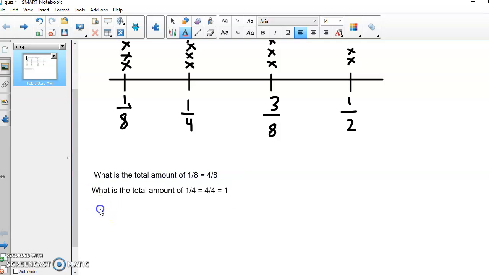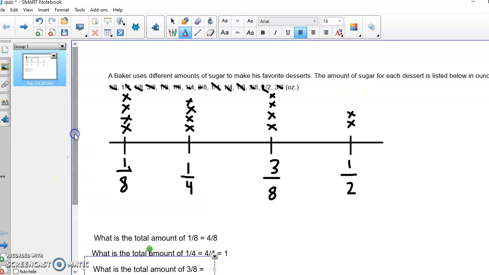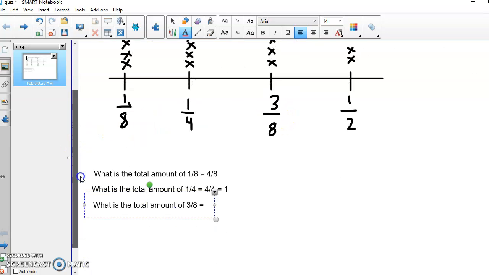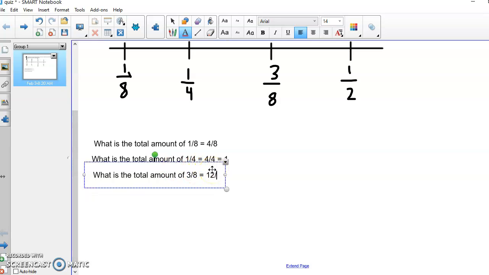All right, third, we need to calculate the total number of 3/8. Looking back at our data, we have 4 of them. We're counting in multiples of 3/8. So counting multiples of 3: 3, 6, 9, 12. So that would make 12/8. Now notice that is an improper fraction, so you're going to need to convert that back to a mixed number.